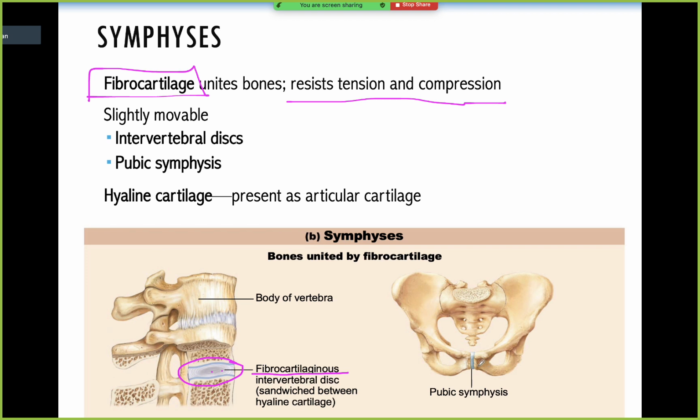The second kind is called the pubic symphysis. And the pubic symphysis, as you learned when we talked about the pelvic girdle, holds the pubic bones together. So one pubis to another pubis is held together by a piece of fibrocartilage called the pubic symphysis. And again, it is slightly movable.